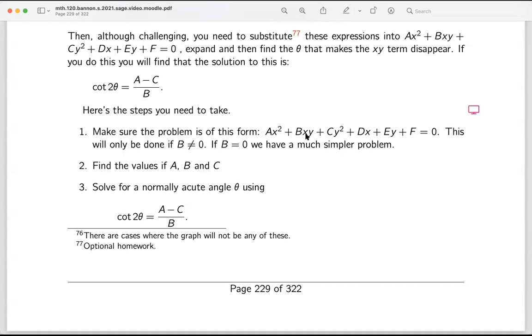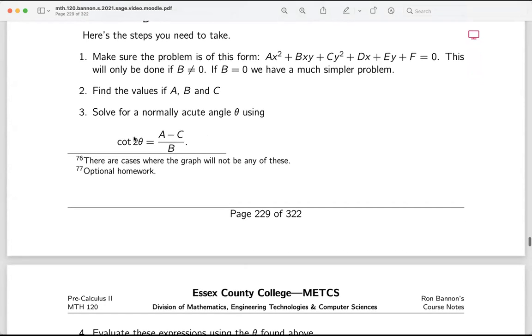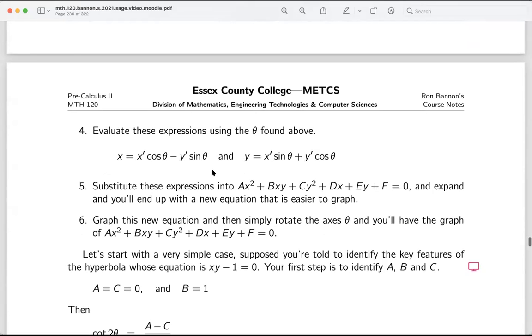The term with the xy in it, if it were 0, would be a much simpler problem. We'd be back in the other sections. But once we introduce a term with xy in it, we've got troubles. You need to identify the a, b, and the c. Then you need to solve an equation, the cotangent of 2 theta, equals a minus c over b. We've derived this formula. Then you have to make this substitution.